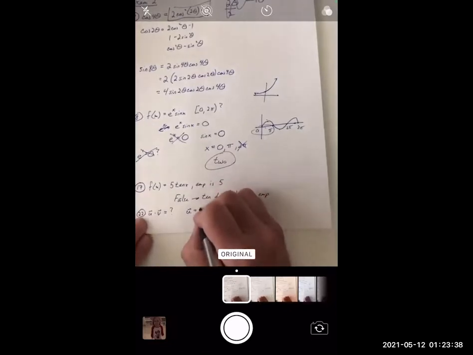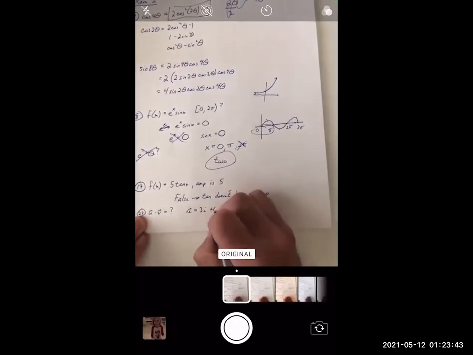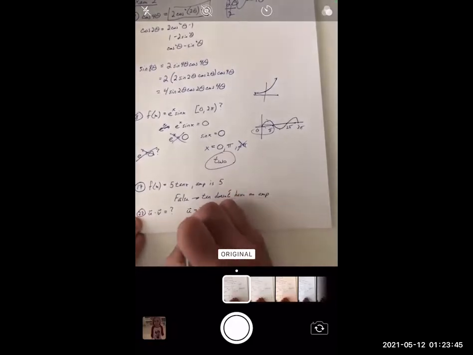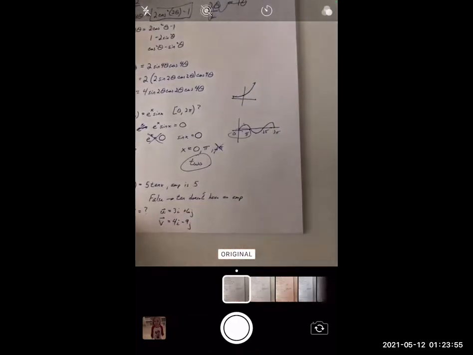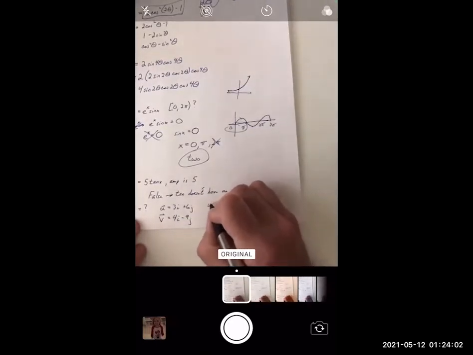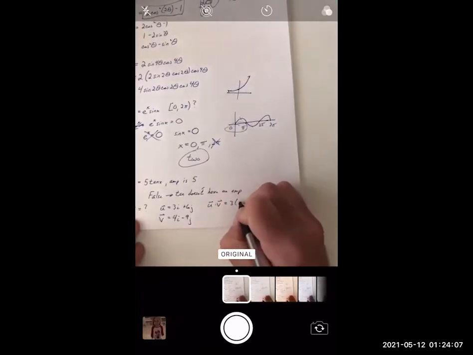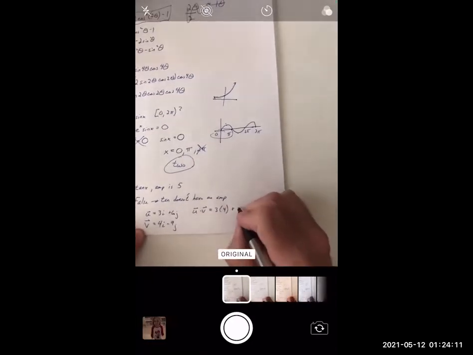Okay, so u was 3i plus 6j. And v was 4i minus 9j. So a dot product is where you're taking the i coefficients and you're multiplying them together. And then you add it to the product of the j coefficients.